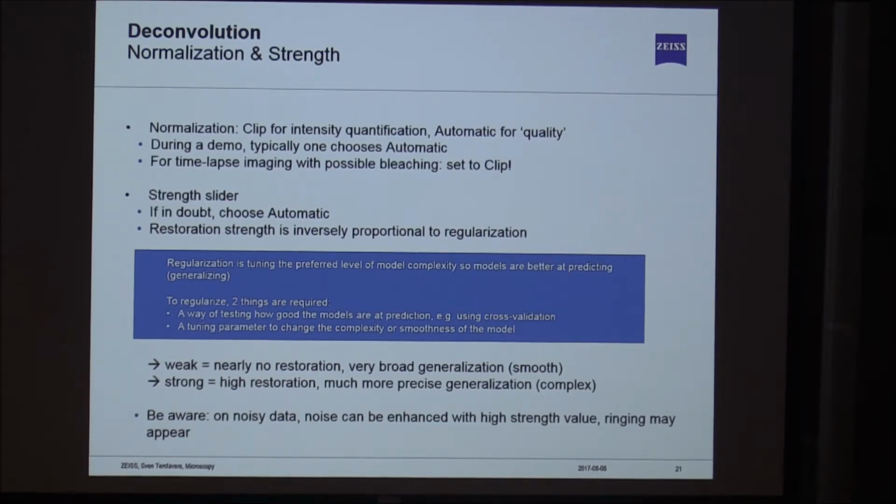The strength slider will define the regularization and the strength of restoration that you apply to your image. When set to weak, there will be hardly any restoration. When set to strong, you will have a high restoration, a much more precise regularization, as it's called in deconvolution. But be aware that once set to high, you can also create some artifacts. You might eat too much of the signal away that you have initially, and you can get, for example, some holes or bites out of your image.